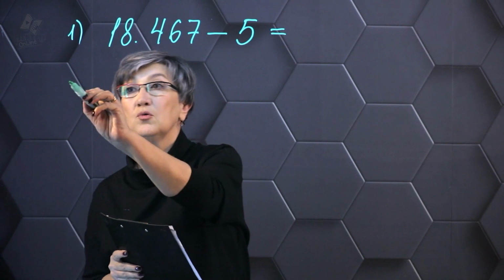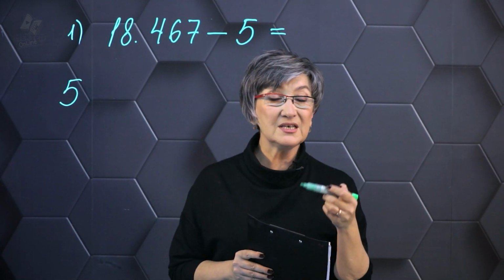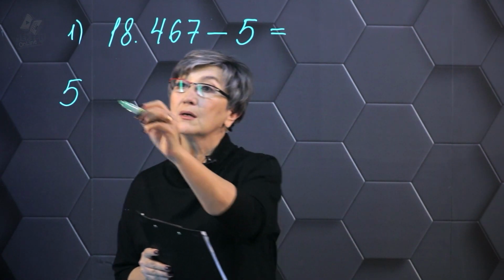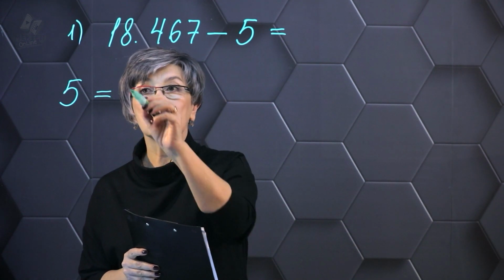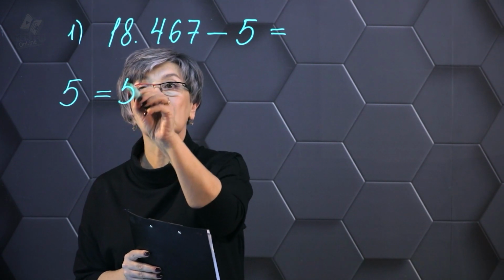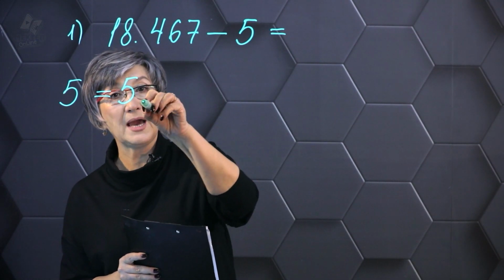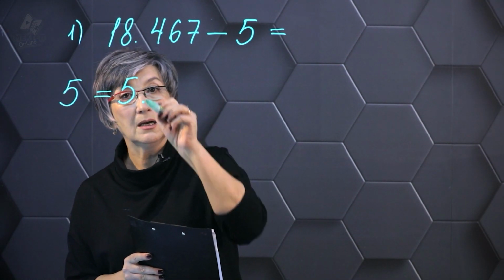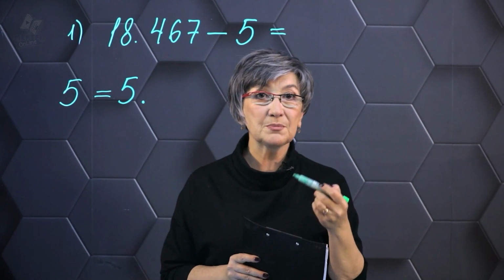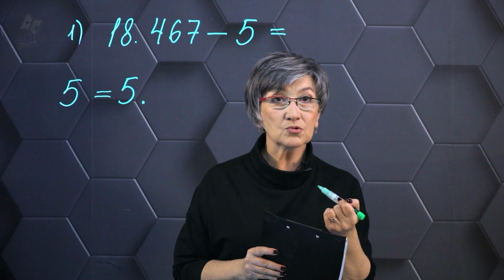The thing is that we can write any natural number as a decimal fraction. How do we do that? We say we have 5 integers. So I separate the integer part with a dot: 5 point, and then after the dot I can have as many zeros as I desire and need.